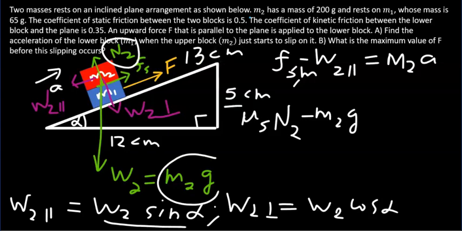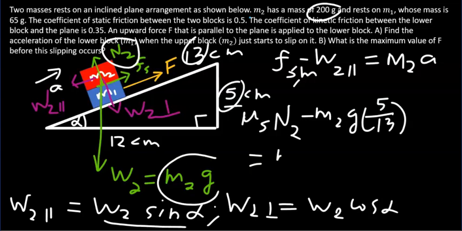Now from this right angle triangle, the hypotenuse is 13 cm, because this is 5 cm, that's 12 cm, so that has got to be 13 cm. So sine of alpha is 5 over 13. So let's write that: 5 over 13 equals M2. M2, we know, has a mass of 200 grams. So M2 times A. Note that we know mu sub s is 0.5.